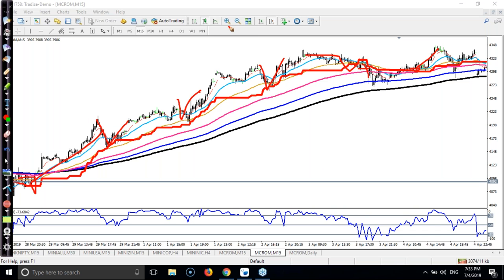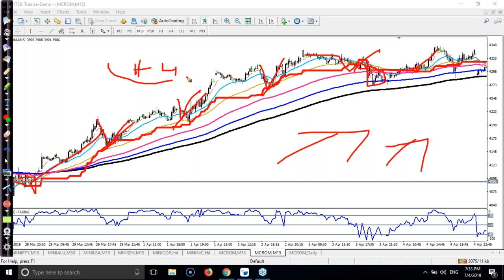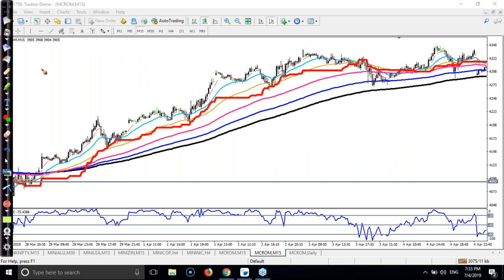And I'm using this line with the market trend. When in the H4, the 4 hour chart, I see this market is in an uptrend, I start only buy. So buy only, buy only, buy only. I never take sell because the H4 market is up, right? That is why I'm using this one.